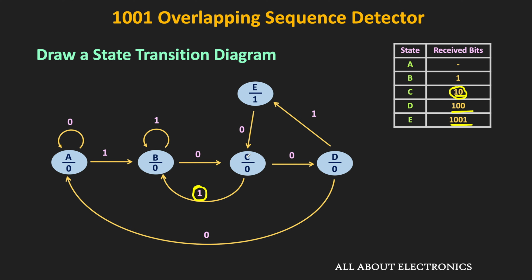On the other hand, when it receives the 1, then it will move to the B state. Because now the 2 bits in the sequence are 1 1. So here this last received 1 can be the first bit of the new sequence, and therefore it will go to the B state. So in this way, we have covered all the possible transitions in each state. And this is the state transition diagram of the Moore Sequence Detector, which detects the overlapping 1001 sequence.